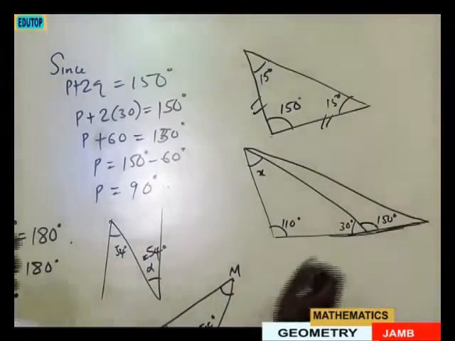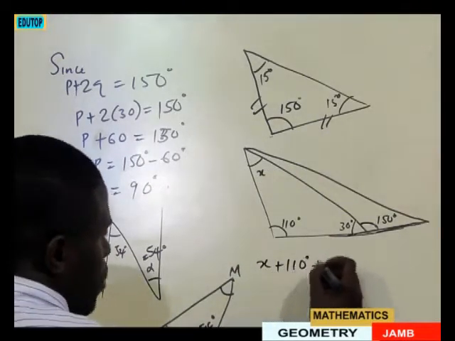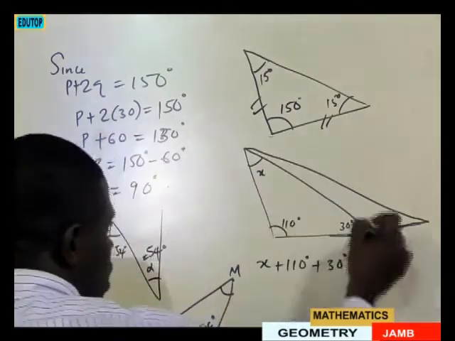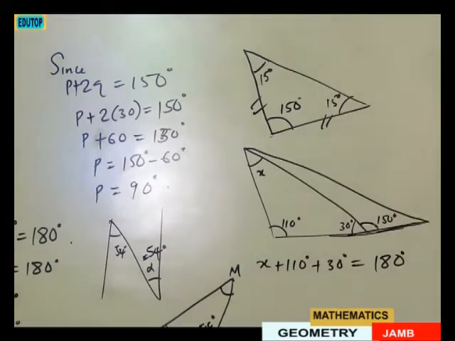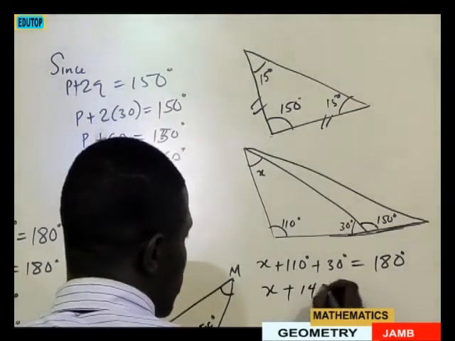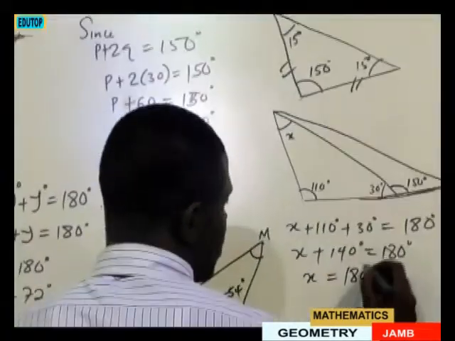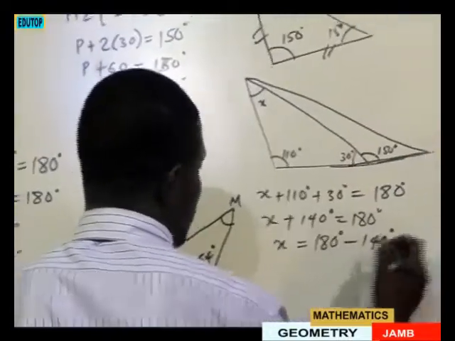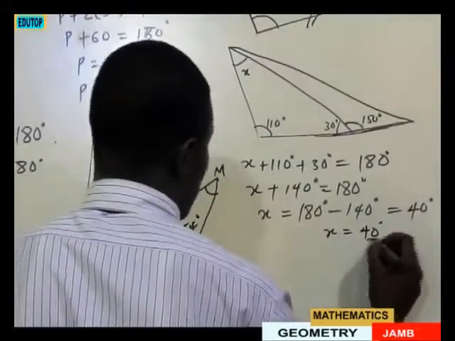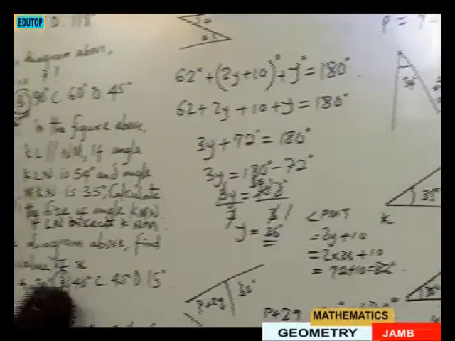Now, I have another triangle. Look at the triangle. The triangle is x plus 110 plus 30 degrees, which must be equal to what? 180 degrees, because this is a triangle. Then if I'm looking for my x, this plus this will be x plus 140 degrees, which is equal to 180 degrees. Then my x will be 180 degrees minus 140 degrees, which is equal to what? 40 degrees. So x equals 40 degrees. So I go to my options and see the one that matches that, which is option B.